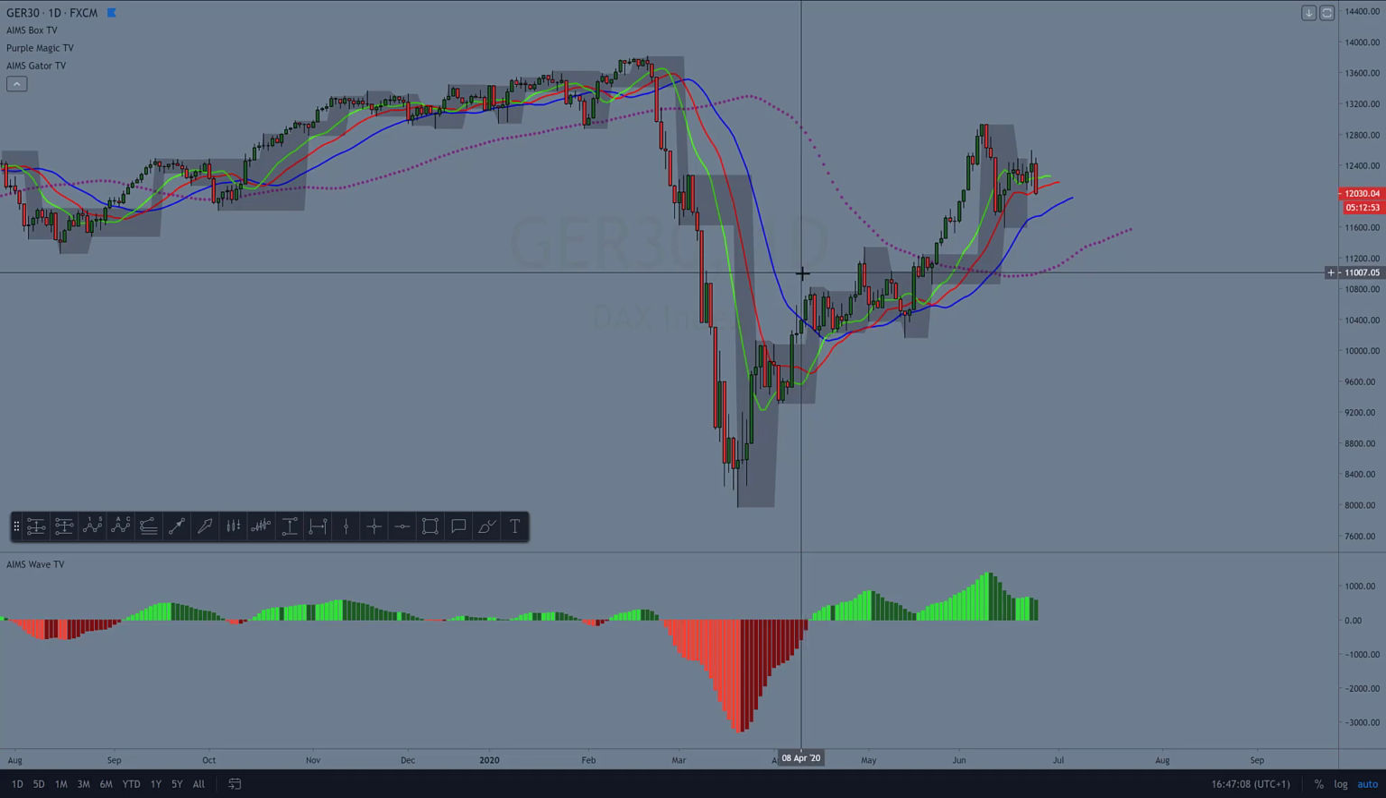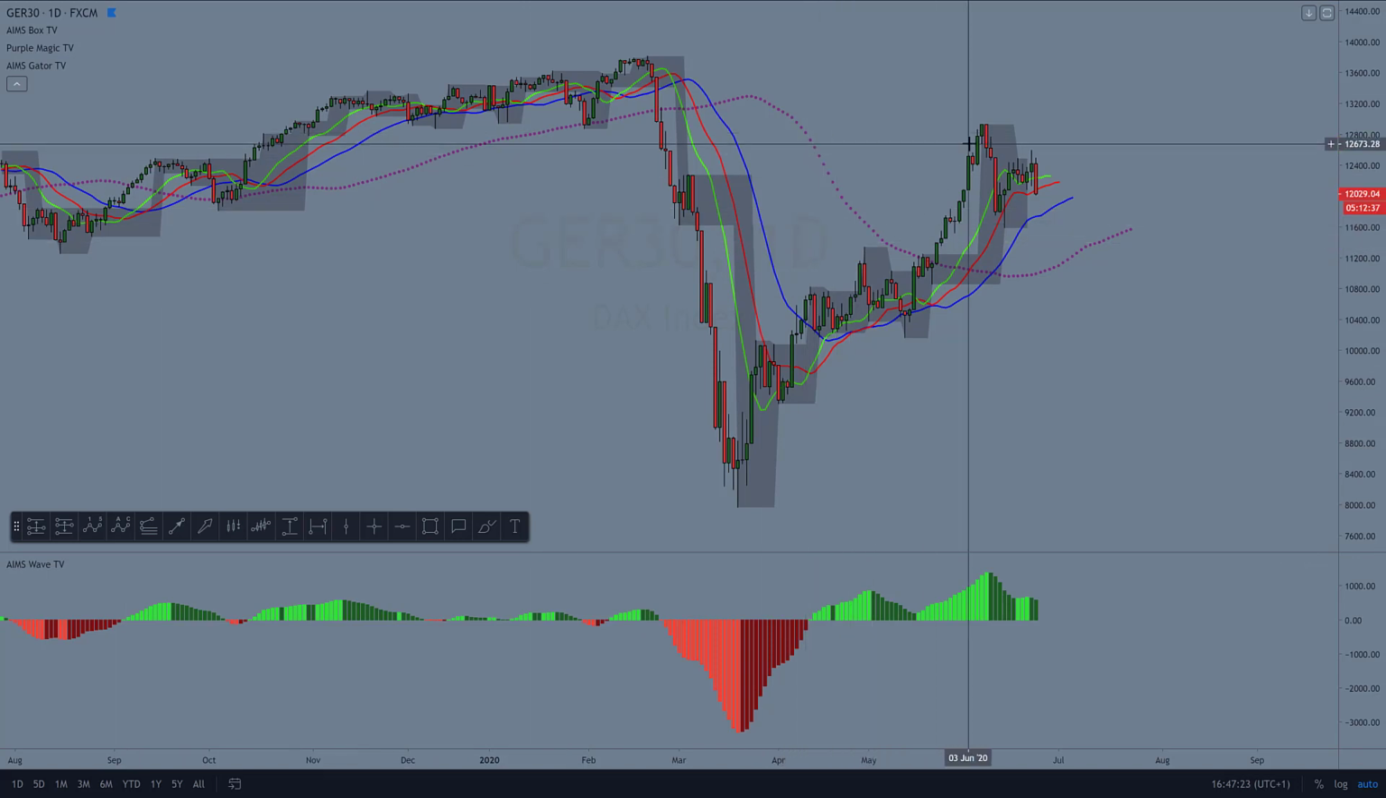Okay, so what you see here is the DAX30 on the TradingView platform. Luckily, we have the AIMS indicators on the TradingView now. Although we have far superior indicators on the MT4, what we have transferred onto TradingView are the most important indicators that we have: the box, the AIMS wave, and the AIMS gator with the purple.